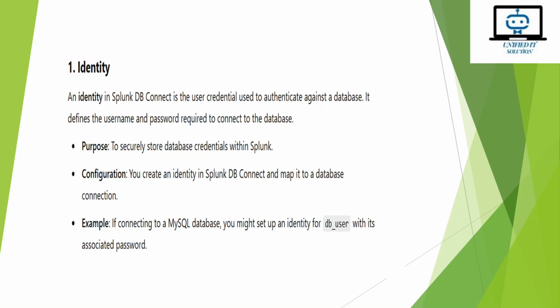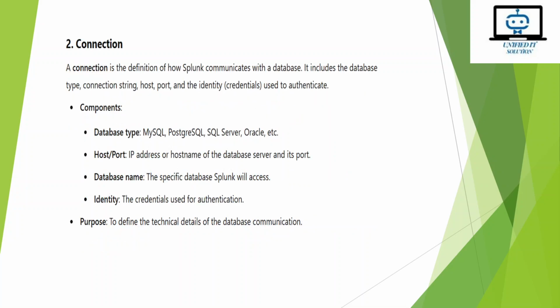And next is connection. Connection is the definition of how Splunk communicates with the database. It includes the database type, connection string, host, port, and the identity used to authenticate. Components are: database type, like MySQL, PostgreSQL, SQL Server, or Oracle; host and port, the IP address or host name of the database server and its port; database name, the specific database Splunk will access; and identity, the credential used to authenticate. The purpose is to define the technical details of database communication.